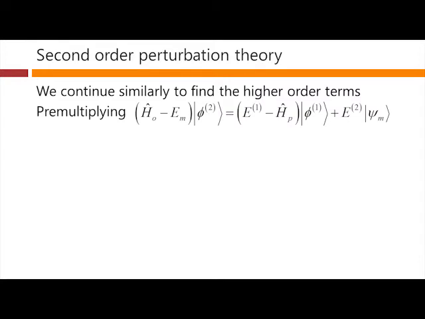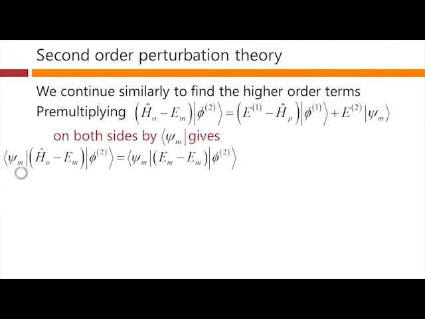So we take our second order equation and we pre-multiply on both sides by ψm. So on the left-hand side, we have ψm times all of this. Of course, H0 operating on ψm is just Em ψm. So we've got this number in the middle here, which of course is 0. So the left-hand side, as a result of this pre-multiplication by ψm, just gives 0. And then on the right-hand side, pre-multiplying by ψm, we have ψm times this here. This is a number, of course. And ψm E2 ψm.